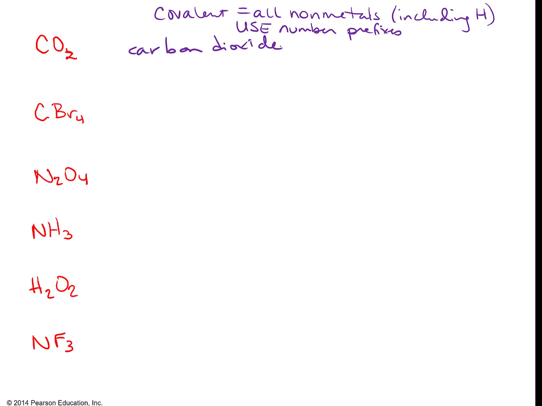So CBr4 would be carbon tetrabromide. Remember, tetra's the weird one. Tetra's the 4. I mean, it means 4 of them, so not quad. So tetra, keeping up with that one's fun.